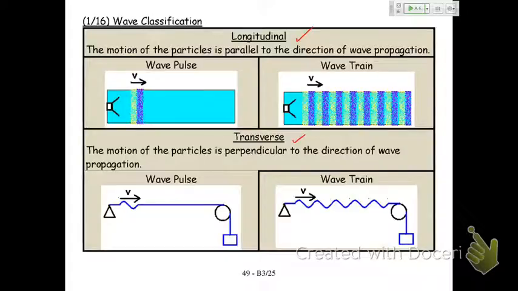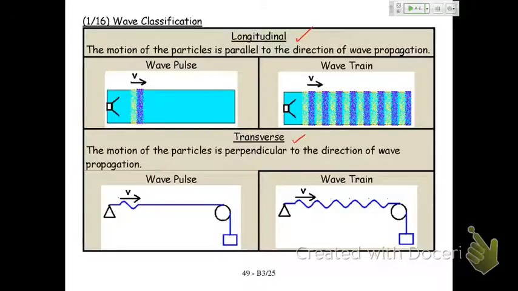This particle pushes that particle, which pushes that particle, which pushes that particle. But the motion of the particles is in the direction that the energy is flowing. There need not be anything other than the particles bouncing into each other to cause this wave to work.